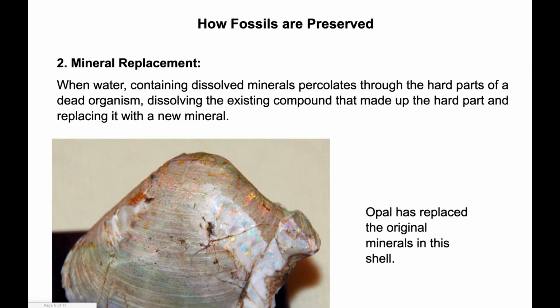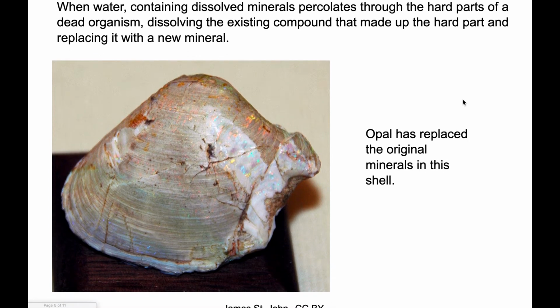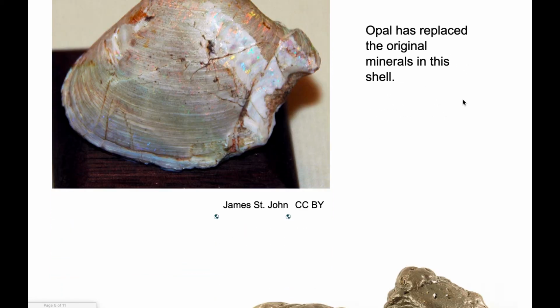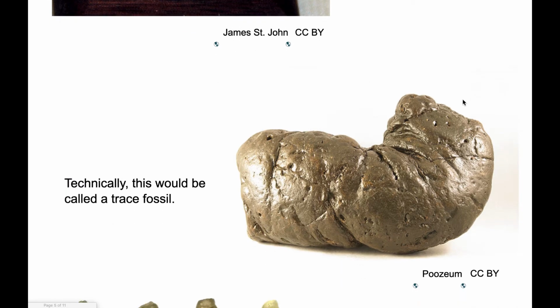Another type of preservation is called mineral replacement. So if you have an organism that has a lot of hard parts in it, and over time water with dissolved minerals in it percolates through all of the hard parts, like a shell of that organism, the parts of the original shell will dissolve and be replaced by that new mineral that was present in the water that's percolating through. Here's a really pretty example of a shell where the compound, the mineral in the shell itself, was actually replaced with opal. So you get a really beautiful specimen. This is an example of mineral replacement.